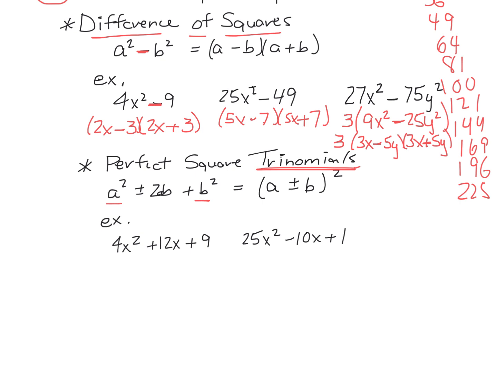So examples here, I look at this one, there's 3 terms. It begins and ends with a perfect square. So I'd have 2x and 3. This tells me both signs must be positive, so that's going to be positive, and I'm going to square this. This next one's a trinomial, begins and ends with a perfect square. So I'd have 5x, square root of 1 is 1. Again, both signs must be negative, so it'd be 5x minus 1 quantity squared.